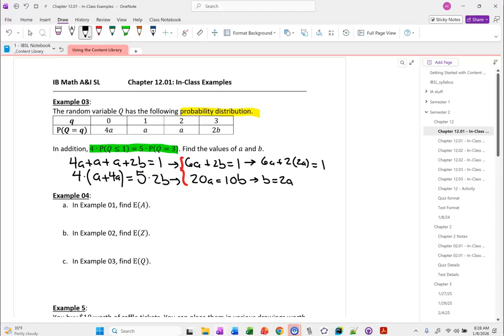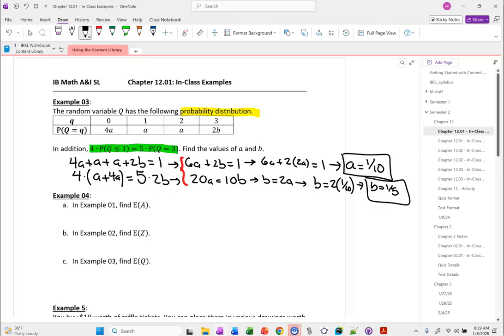And replace the B with 2A. 6A plus 4A is 10A. If I divide both sides by 10, I get A is 1/10. And then if B is equal to 2A, I get that B is equal to 1/5. And I'm done.